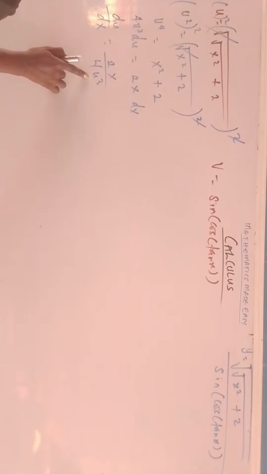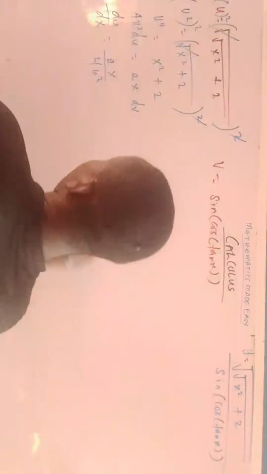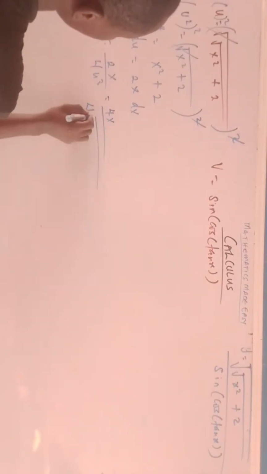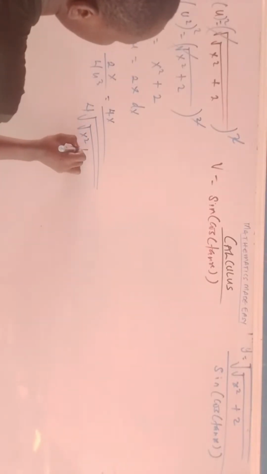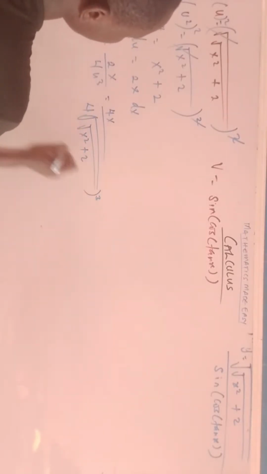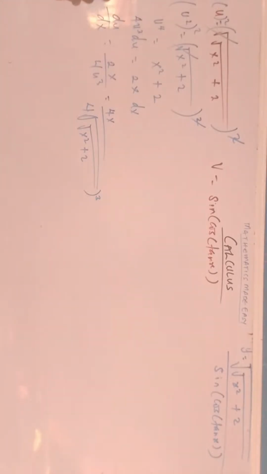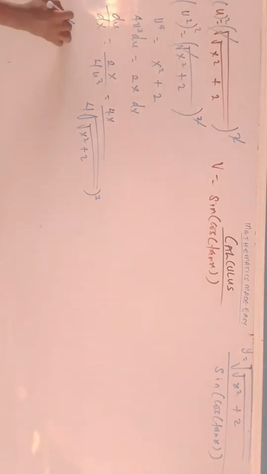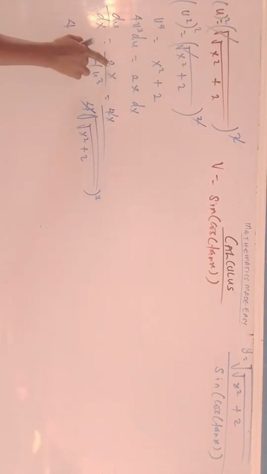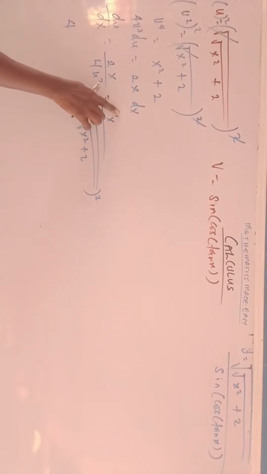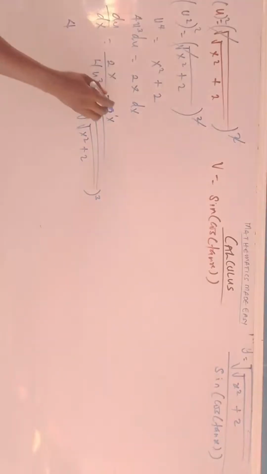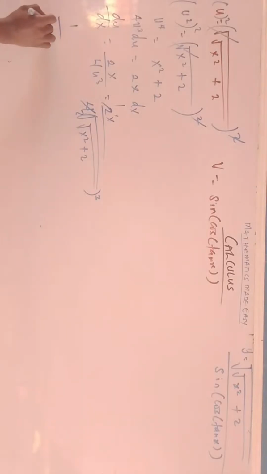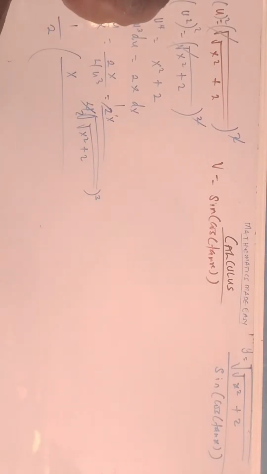But remember that u is what? This guy, the square root of x squared plus 2. So this will be equal to 2x over 4 times the square root of x squared plus 2, everything raised to the power of 3. Sorry, this is 2, so take note of that. So 2 into 2, 2 into 4, that's 2. So I'm going to have 1 over 2, then multiplied by x, then everything over.